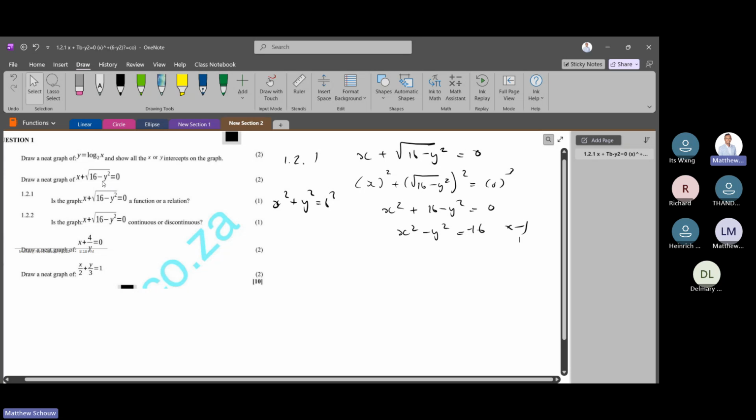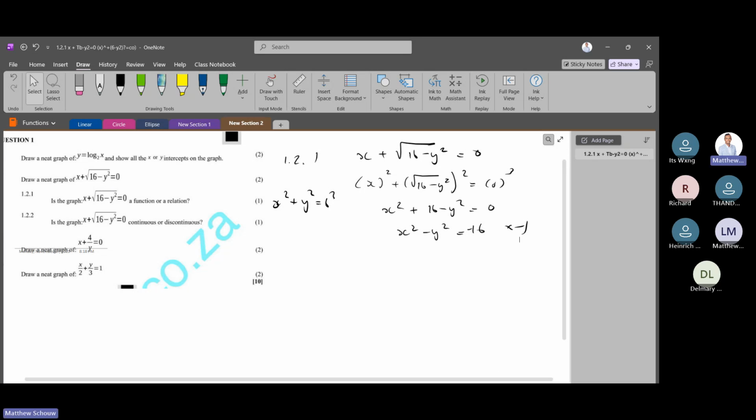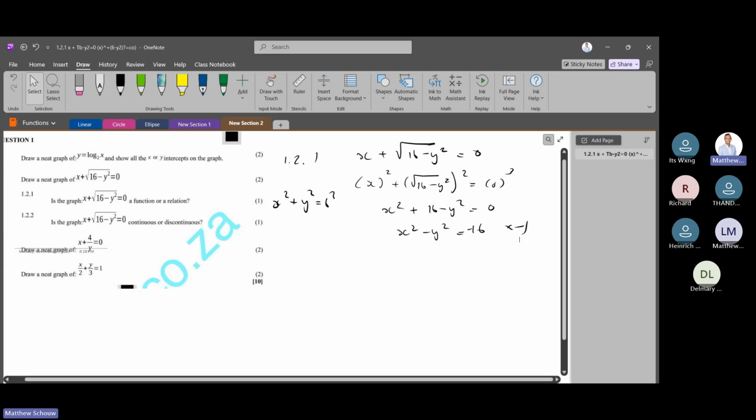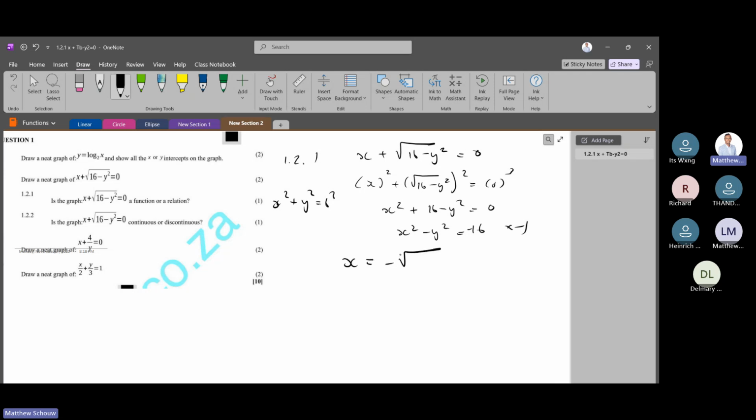But this, to me, on surface value, looks like a semicircle of some sort, right? I don't know if you guys agree with me. But in a way, it looks like some kind of inverse of it. So x, if I carry the whole thing over, it looks like this: 16 minus y squared.